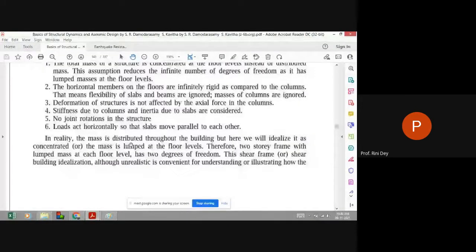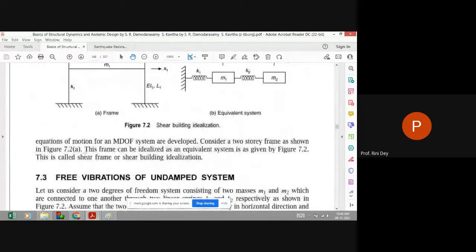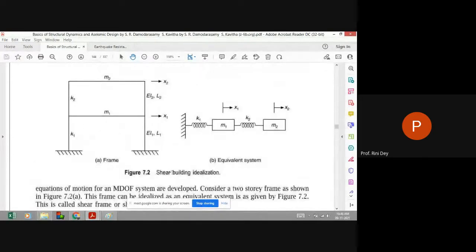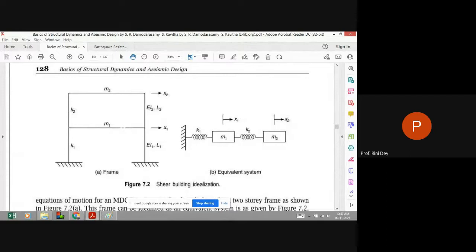In reality, the mass is distributed throughout the building, but here we idealize it as concentrated, or lumped at the floor levels. Therefore, a two-story frame with lumped mass at each floor level has 2 degrees of freedom. The shear frame or shear building idealization, although unrealistic, is convenient for illustrating how the equations of motion for a multi-degree of freedom system are developed. We studied this shear building idealization in structural analysis. So this is the equivalent system we can also model.